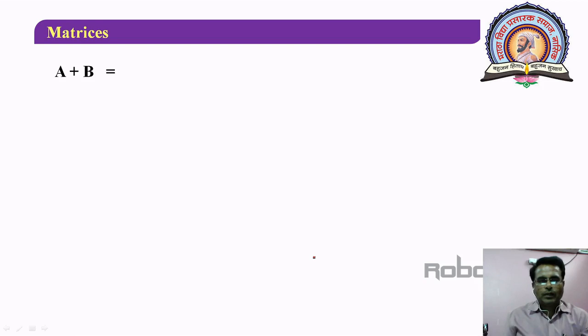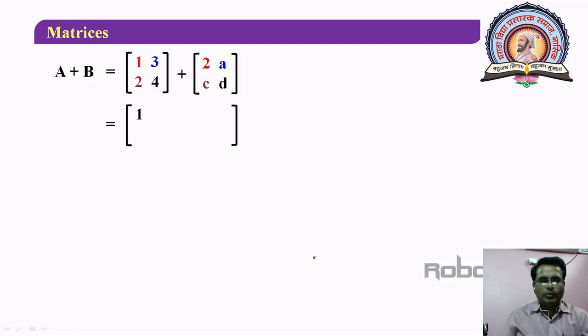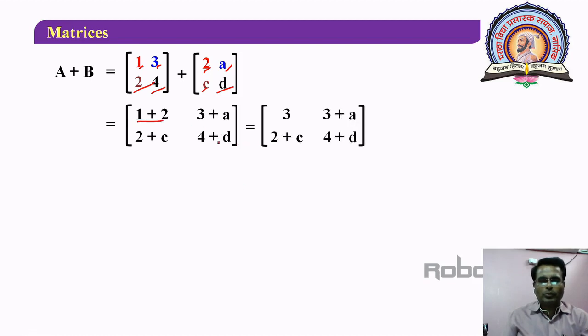Then see how the addition takes place. Suppose A is the matrix 1 3 2 4 plus B is the matrix 2 A C D. Then we will observe that here 1 plus 2, here 3 plus A, here 2 plus C, and here 4 plus D. This way the 1 1 position is added to the 1 1 position, then the 1 2 position added to the 1 2 position, the 2 1 to 2 1, and 2 2 to 2 2. This way you can consider addition. So the resultant is 1 plus 2 is equal to 3. Other elements come as they are, because we don't know the actual values of A B C here or A C D here.